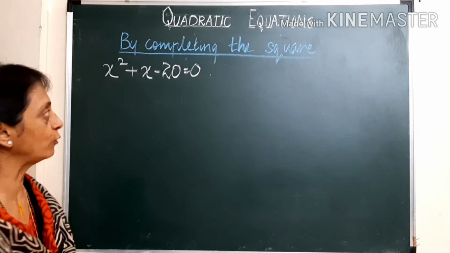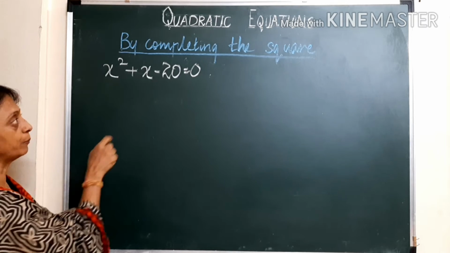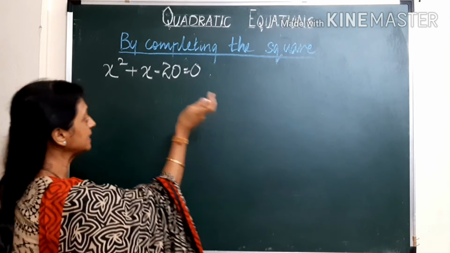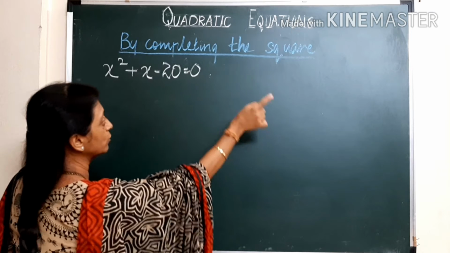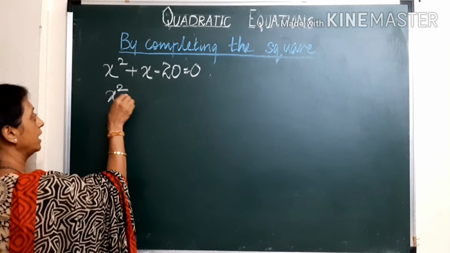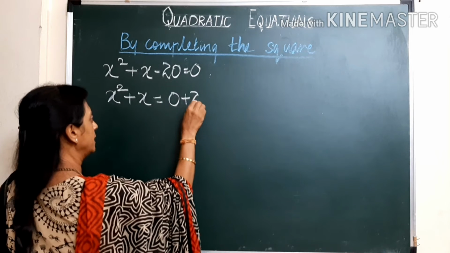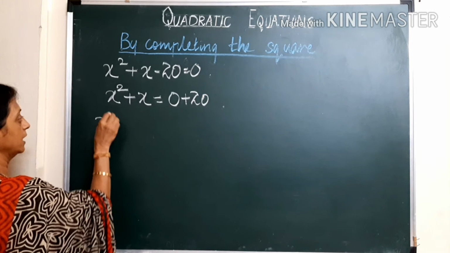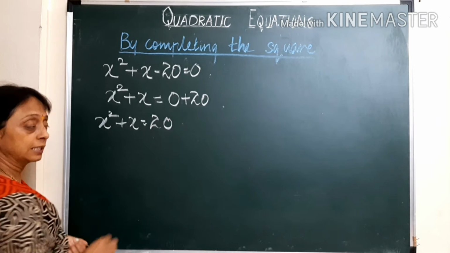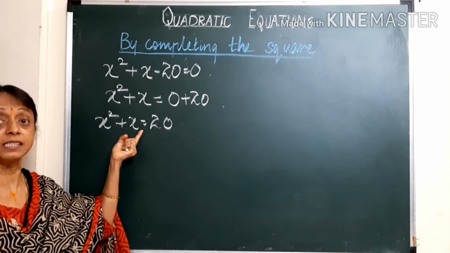So let's proceed now with the next step. In the first step towards solving the problem, the constant term, you can take it on the right hand side. So minus 20, when it goes on the other side, negative becomes positive. So x square plus x is equal to 0 plus 20. So here we get x square plus x, which is equal to 20. Now if you look at the left hand side, the last term, the square term is missing.